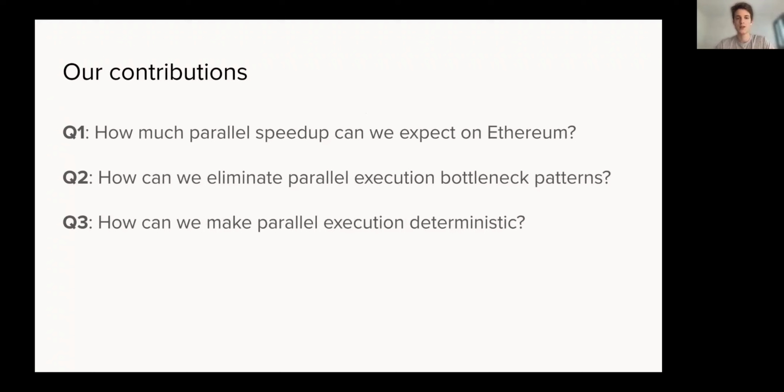First, what is the amount of parallel speedup that we can expect on Ethereum? Second, how can we eliminate some bottlenecks that limit this parallel speedup? And third, how can we make parallel execution on blockchains deterministic?